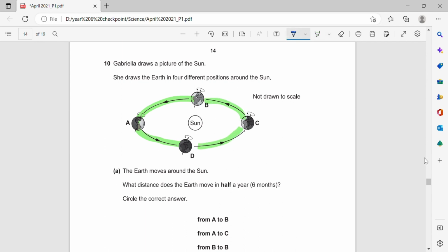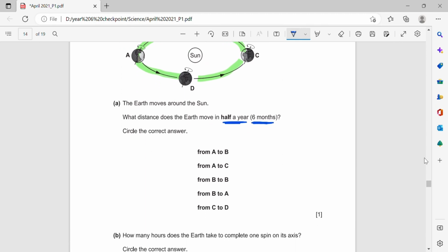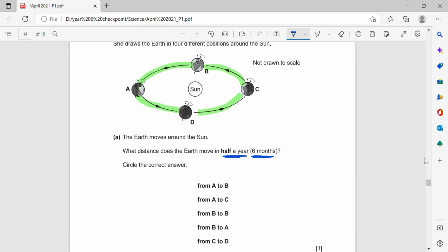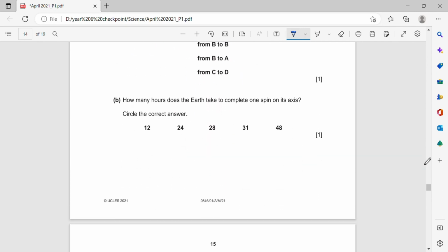What distance does the earth move in half a year? That means 6 months. It will move from where to where? Half a year means it covers which distance? From A. Great. From A to C. That is the half. So this distance is what the earth covers in 6 months, from A to C. A complete orbit is 1 year, 12 months, so this is half the orbit.